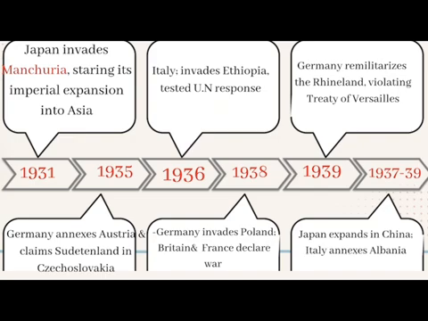And in 1936, Italy invades Ethiopia, which tested the United Nations response. And in 1938, Germany invades Poland, which then caused Britain and France to declare war. And in 1939, Germany remilitarizes the Rhineland, violating the Treaty of Versailles. And in 1937 and 39, Japan expands into China and Italy annexes Albania.